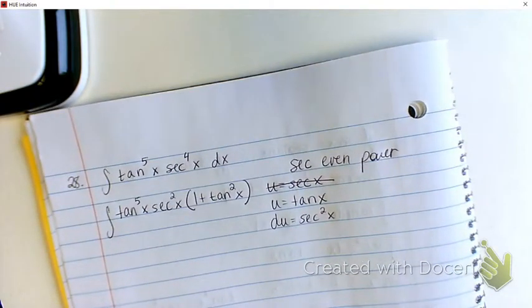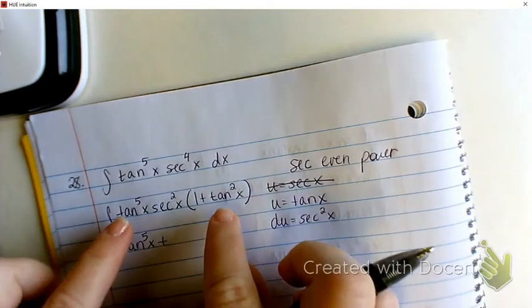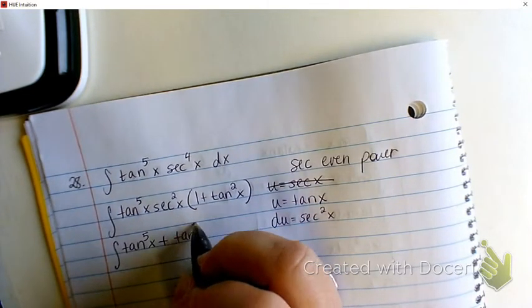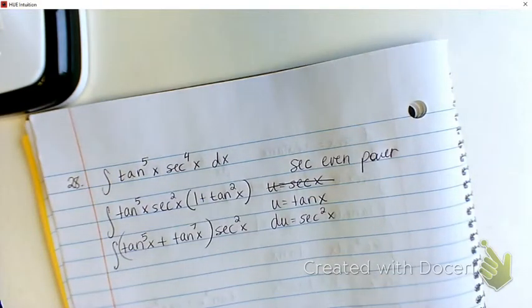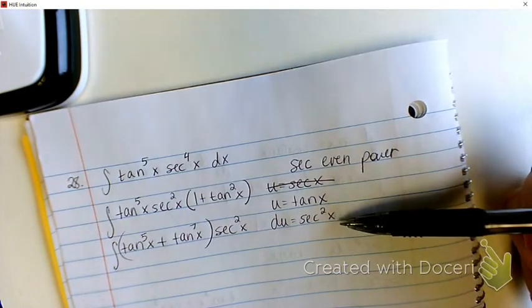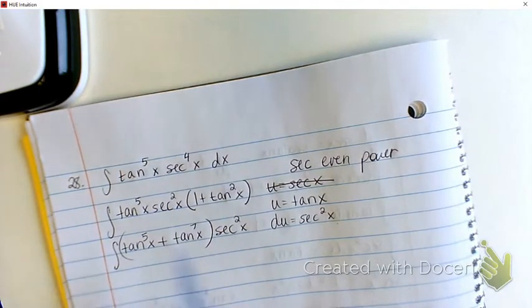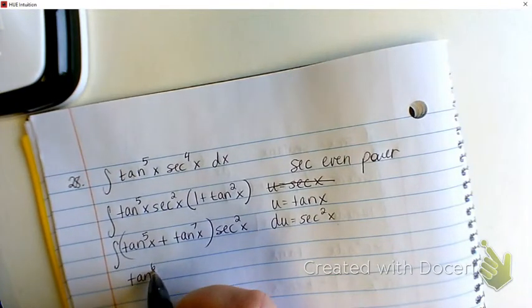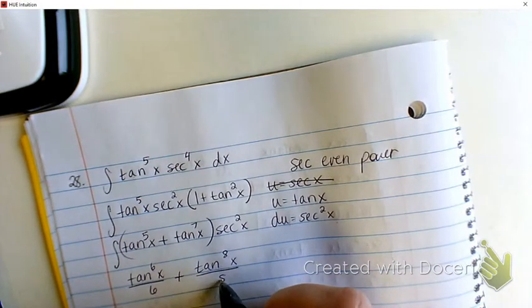Because secant squared is the separate thing that you're leaving out, I'm not going to multiply it. I'm only going to multiply all the tangent stuff out. And so you get tangent to the 5th of x plus those two things that are multiplied, and then you multiply by secant squared of x. Now we can use our u that we came up with. It's similar to the last problem, how we said u to a power and u to a power. Same kind of concept. So this is going to be tangent to the 6th of x over 6 plus tangent to the 8th of x over 8.